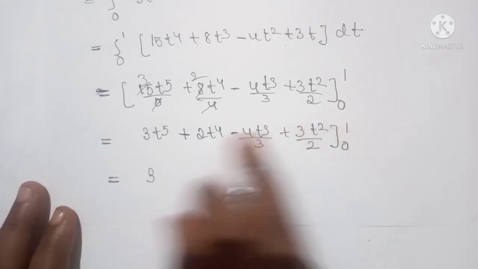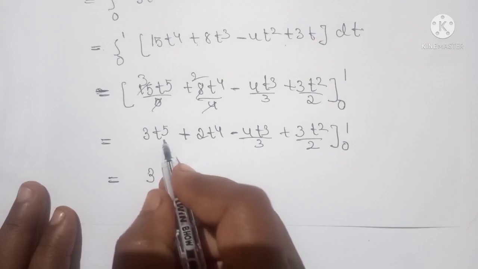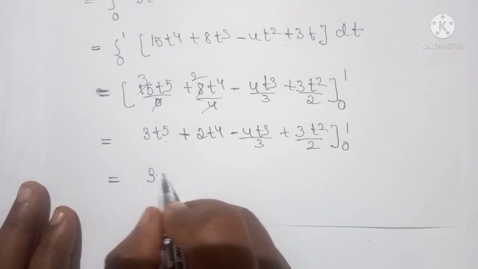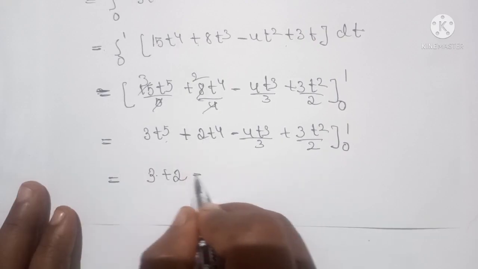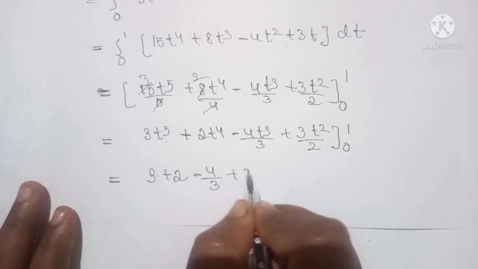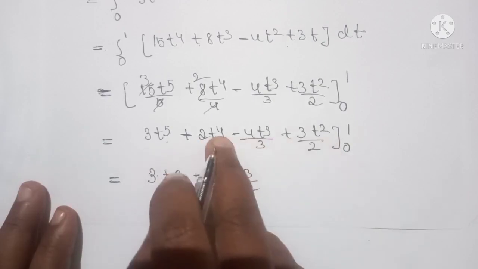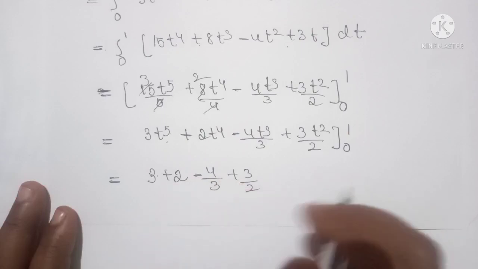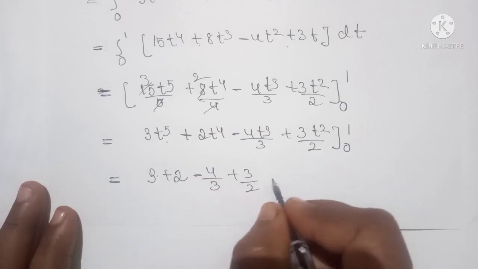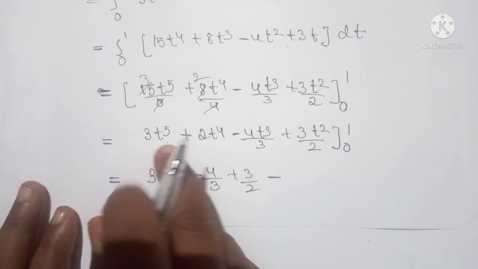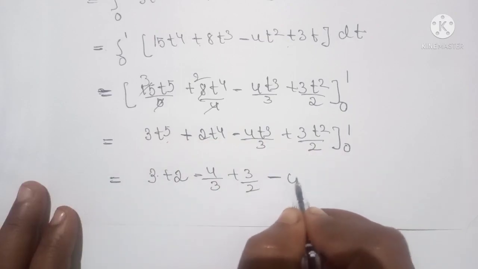Substituting t equals 1, t power 5 is equal to 1, therefore it is 3 plus 2 minus 4 by 3 plus 3 by 2. So in all the cases substituting t equals 1, we get 1 only. Therefore as it is, minus here we have 0, since substituting t equals 0 we get 0 only.